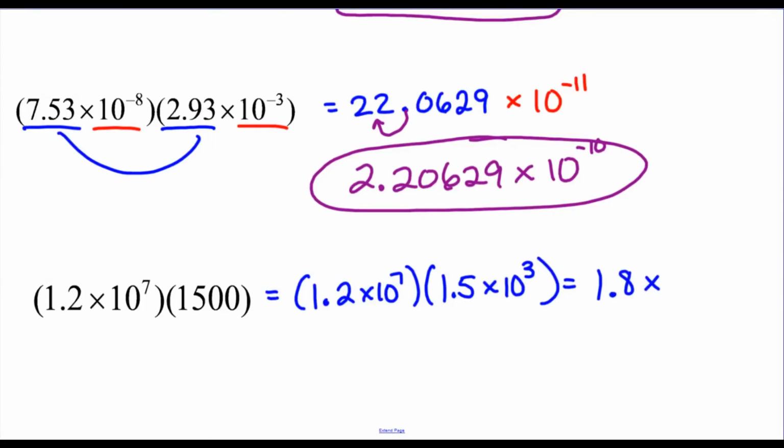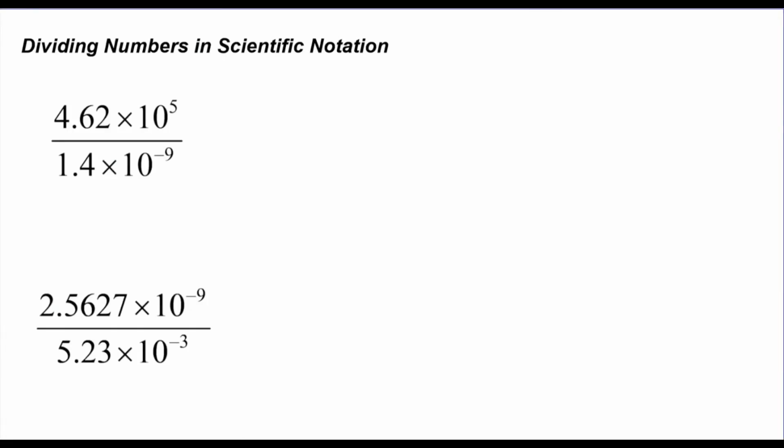And then if I use my product of powers property, 10 to the 7th times 10 to the 3rd is 10 to the 10th. And my factor is already between 1 and 10. I do not need to adjust it, so I am done. So that's multiplying numbers that are in scientific notation. Let's take a look at dividing numbers in scientific notation.